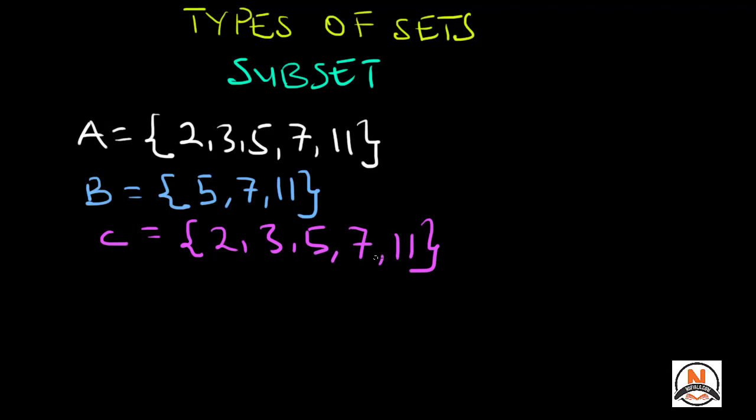Now we want to move forward and see how sets B and C relate to set A. Let us first compare sets A and B. We see that every element in set B can also be found in set A. So in set B, we have 5, and we can see 5 also in set A. We have 7 in set B, we can see that in set A. And then there is 11 in set B, which can also be found in set A.